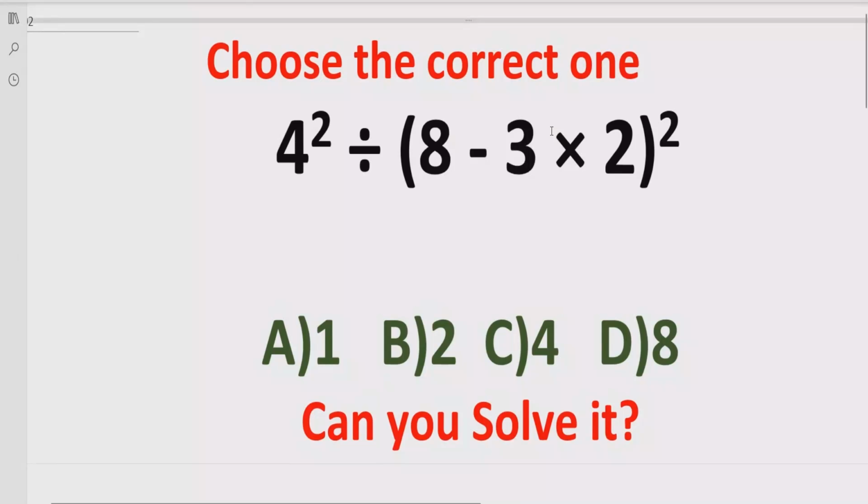Today we will solve another quiz which is related to arithmetic expression. The quiz contains the basic operations: addition, subtraction, multiplication and division. So we have to solve this quiz using PEMDAS and BODMAS method and find out the correct answer. In the answer list we have 4 answers. A is 1, B is 2, C is 4 and D is 8. So let's see after solving it which answer is correct.